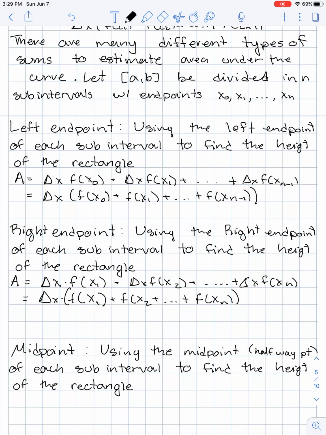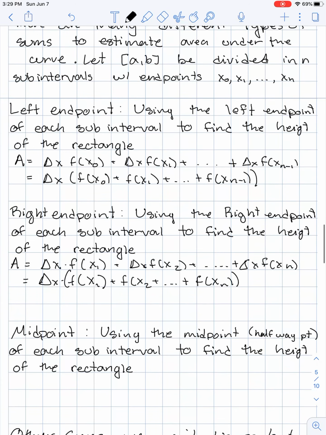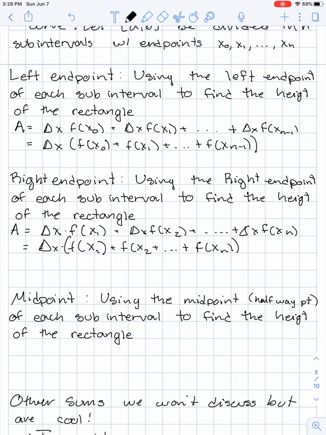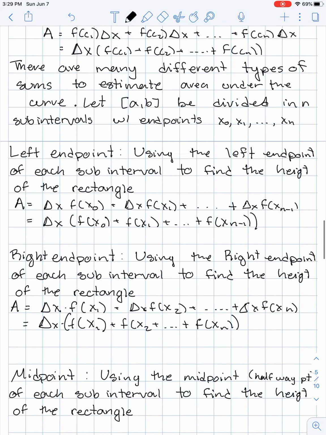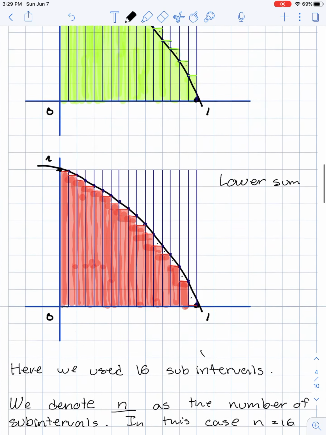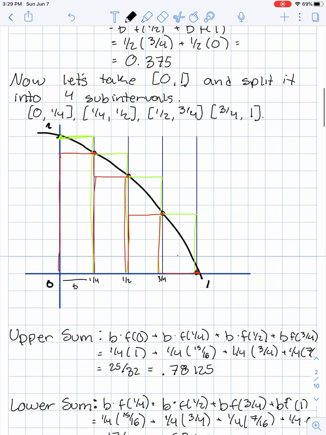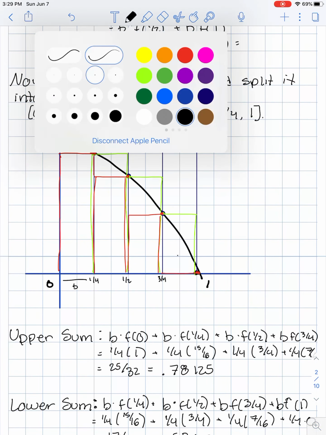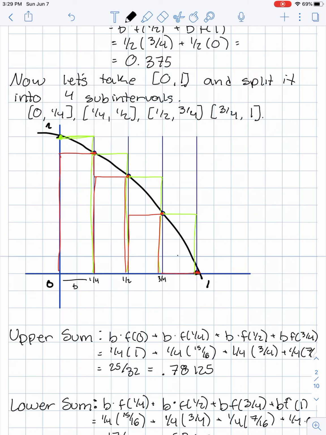So now we have the midpoint. We're going to use the midway or halfway point of each subinterval to find the height of the rectangle. What halfway point means is the halfway point of the x's. So right here, from 0 to 1/4, I'm going to choose 1/8 to be my rectangle.